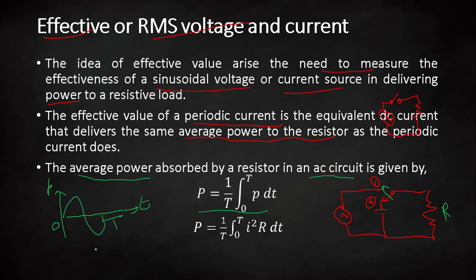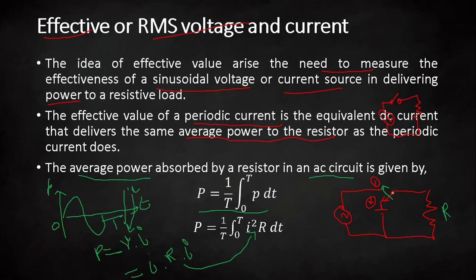Now p is nothing but the sinusoidal voltage multiplied by current, and from Ohm's law V is equal to I multiplied by R. Putting this value of IR into the equation, it will be IR multiplied by I, that is I square R. So P is equal to 1 by T integration of I square R dt. This is the average power absorbed by a resistor in case of an AC circuit, when the switch is at point number 1.